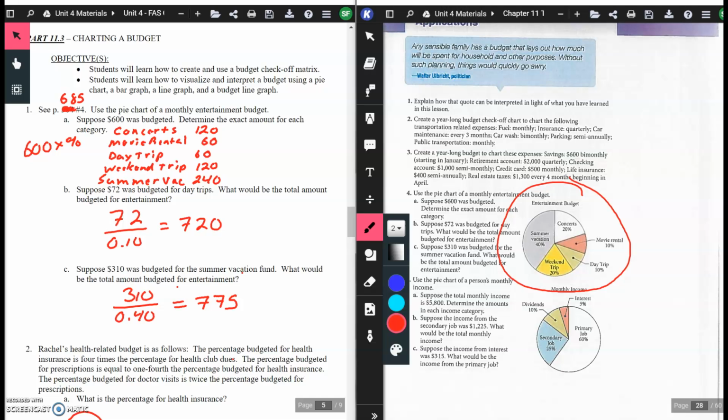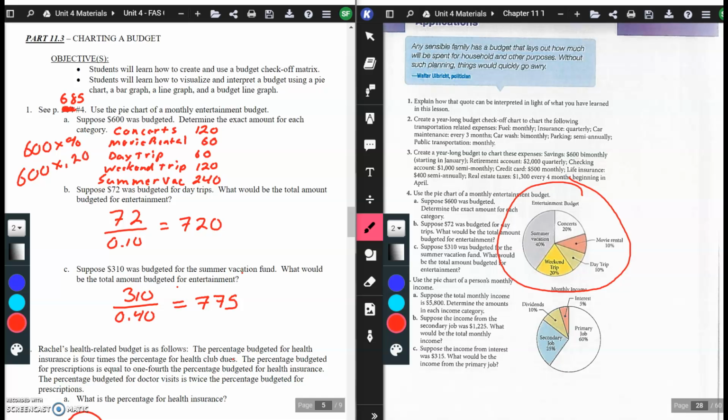Okay, so it breaks it down into concert, summer vacation, weekend trip, day trip, movie rental. Add up all those percentages, you'll equal 100%. So we need to figure out what the cost is for each thing. For example, concerts are 20%, so you would do 600 times 0.20, and that'll give you $120.